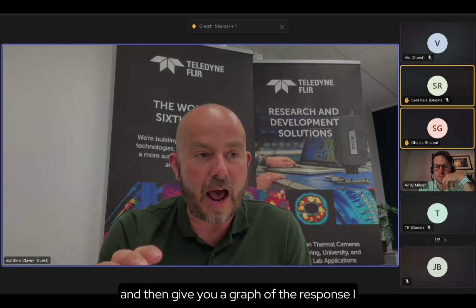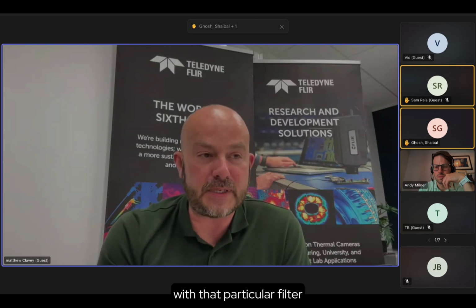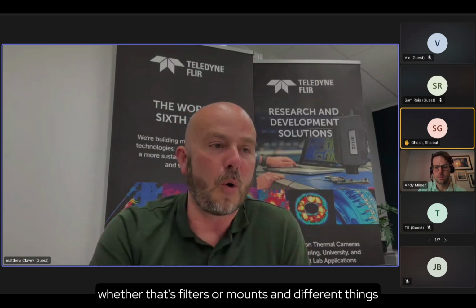Depending how deep you want to get into this, we can also do what's called a spectral response. We can have the camera calibrated with that filter and then give you a graph of the response, i.e. how much performance the camera will give you with that particular filter. So within filters, there's a huge amount of detail we can go into. But generally, our job is to help select the right camera, but also whatever you need for that application, whether that's filters or mounts and different things.